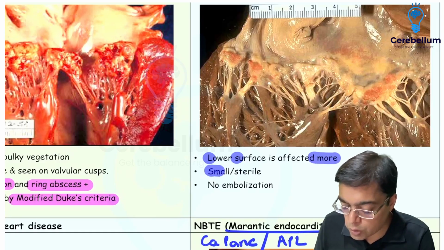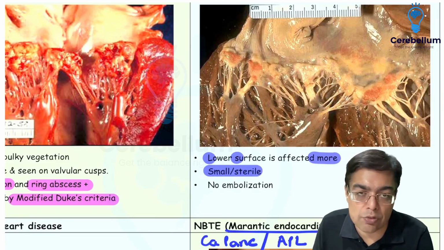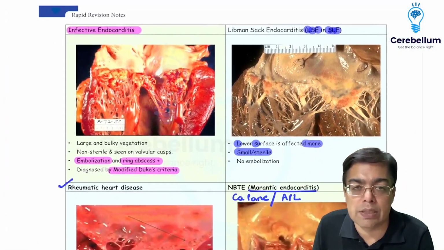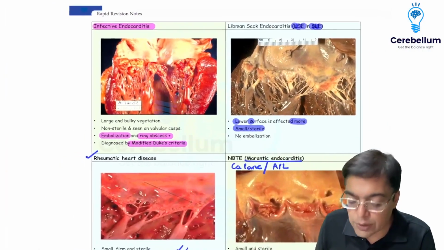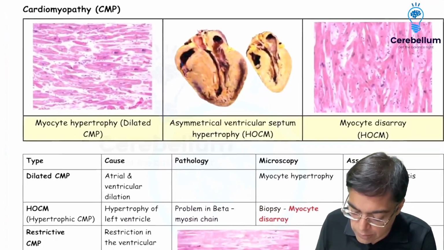These vegetations are small, sterile, and firmly attached, so there are minimal or almost nil chances of embolization. So all four conditions have different properties of the vegetations which are commonly asked in our exams, and therefore we just need to have an idea about them. Having said that, let us have a discussion about the cardiomyopathies.